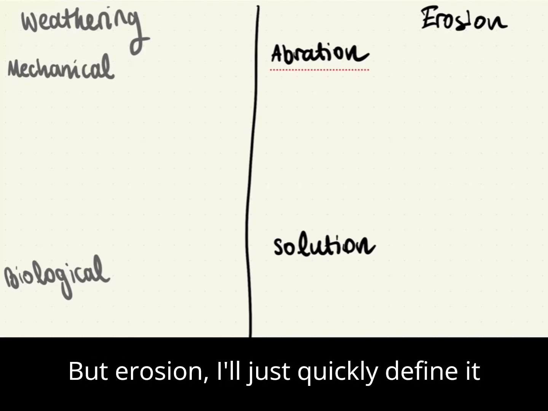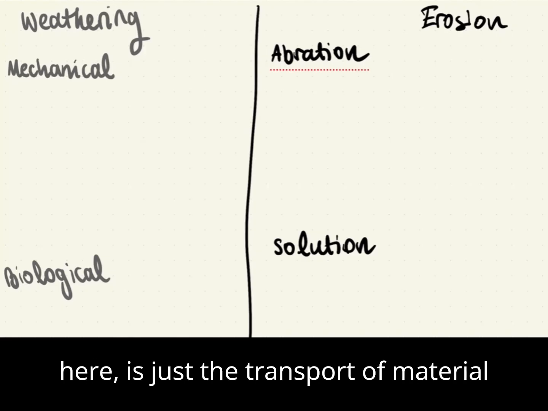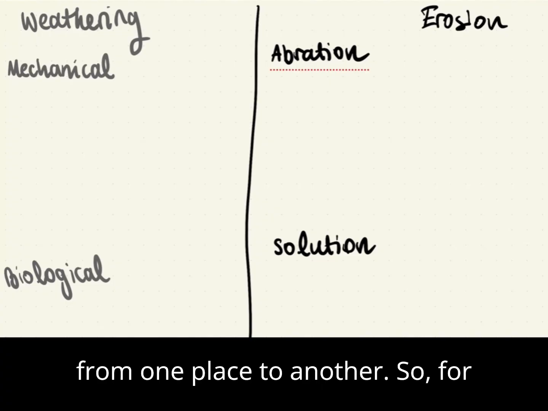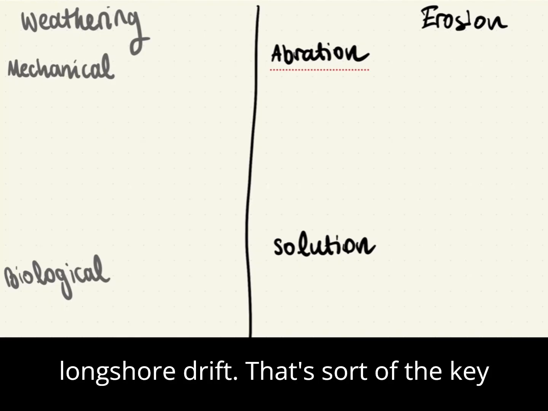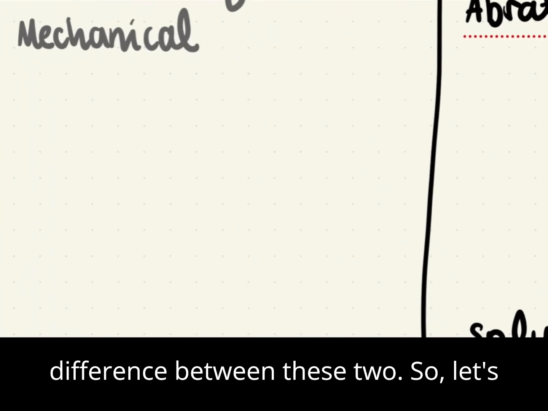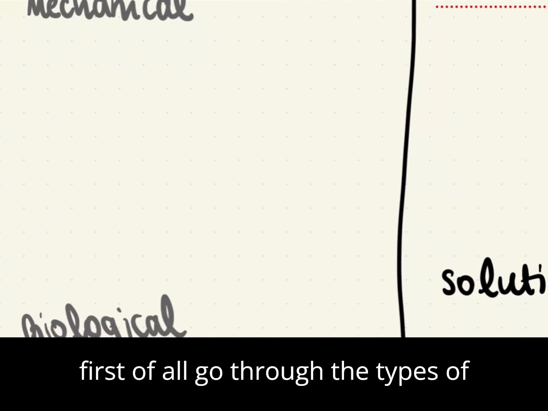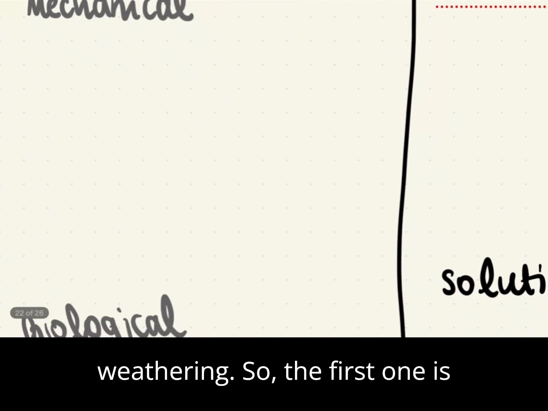But erosion, if I'll just quickly define it here, is just the transport of material from one place to another. So, for example, sediment on a beach through longshore drift. That's the key difference between these two. So let's first of all go through the types of weathering. The first one is mechanical.